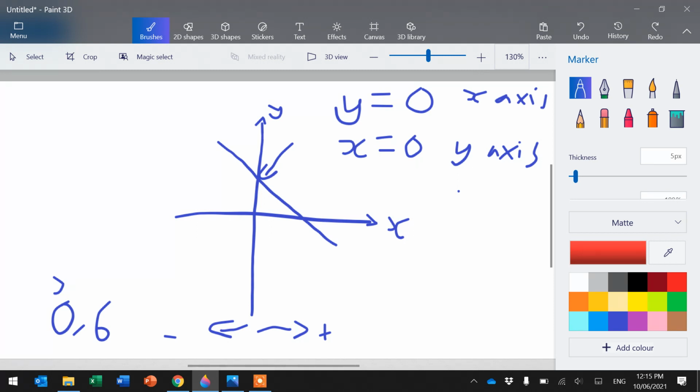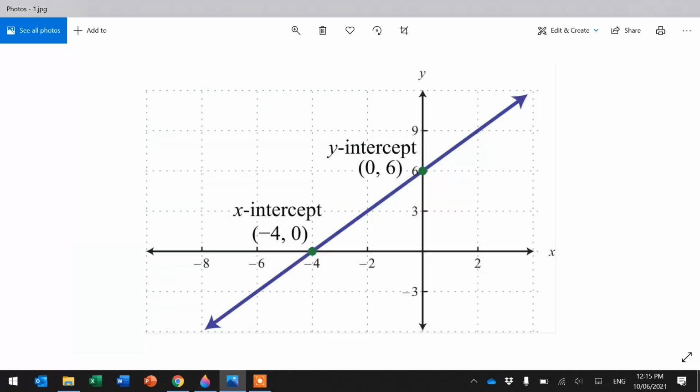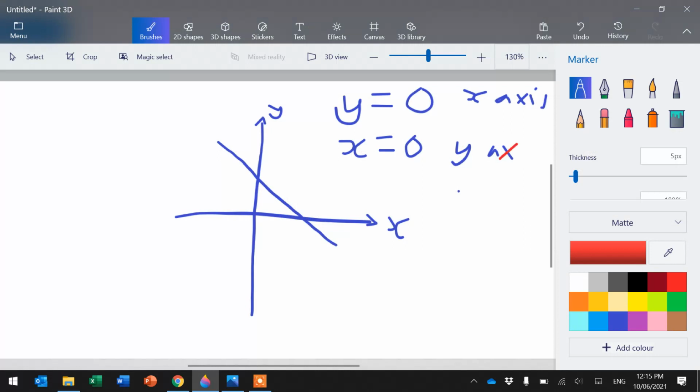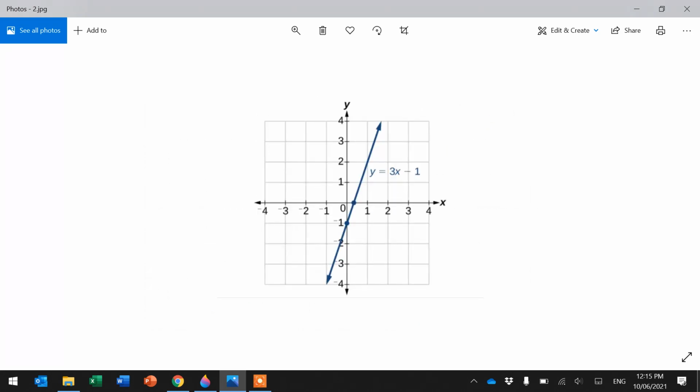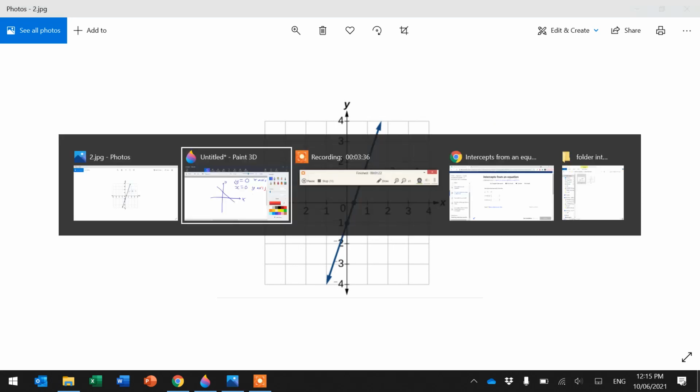Now I'm going to rub all that out, and we're going to look at a couple of other pictures. We've already seen this one, which shows a couple of x and y intercepts. Now let's look at this other one. This one says y equals 3x minus 1. Let's actually write that in.